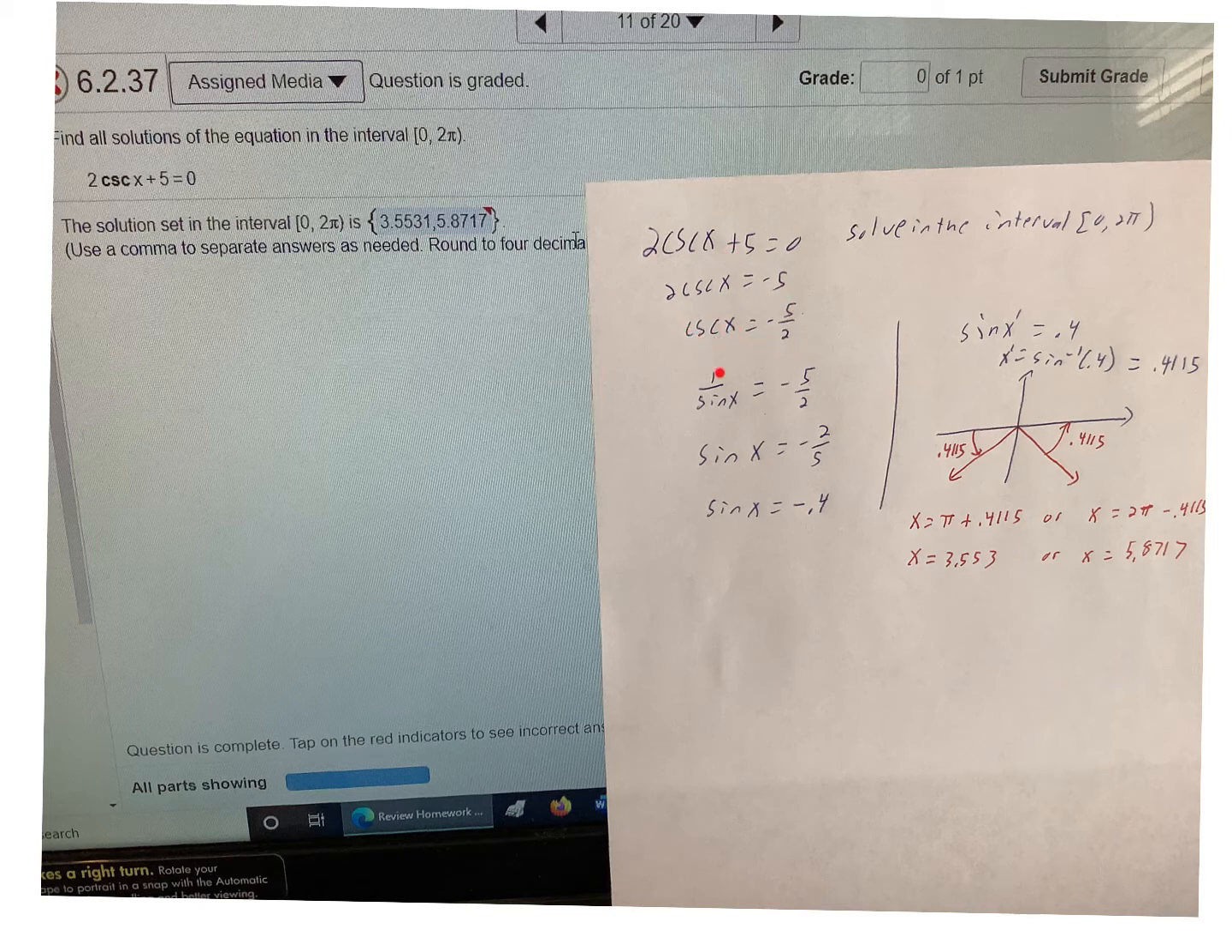By identities, cosecant is 1 over sine. Then I take the reciprocal of each side. Sine of x would equal negative 2/5, or sine x would equal negative 0.4.